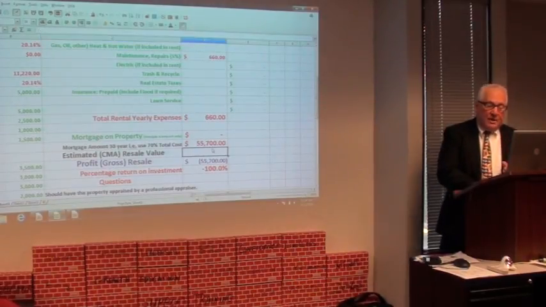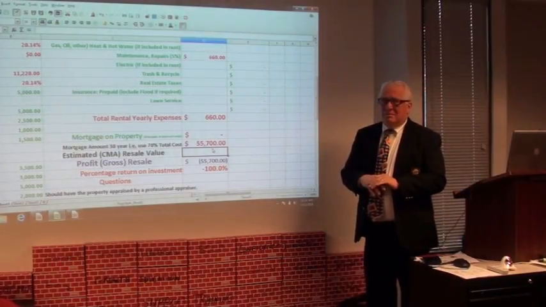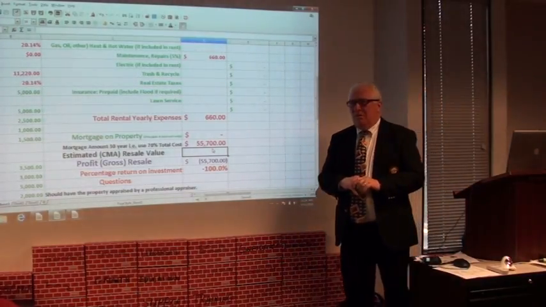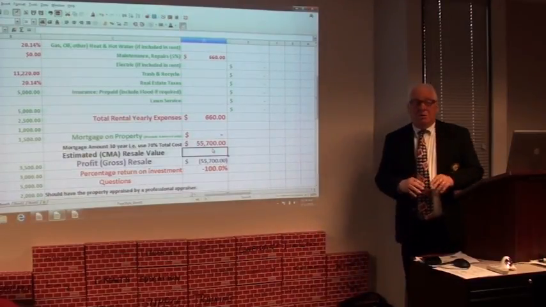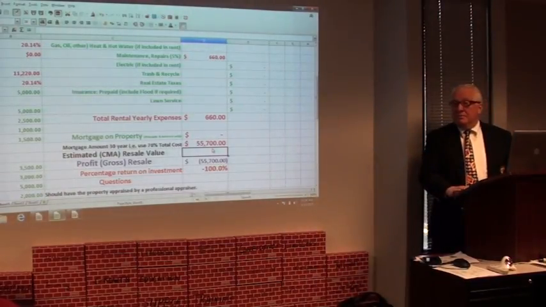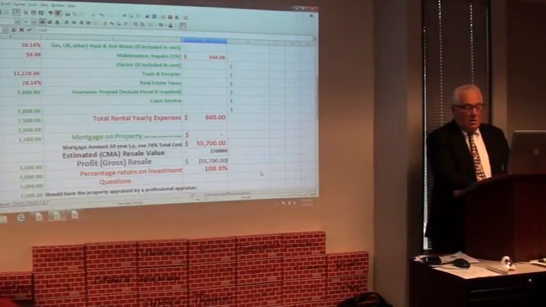Estimated value of this property. They were asking $90,000 as is condition. Well, it's not going to be worth $90,000. I'd say it's probably going to be realistically worth $150,000. So let's just use that as our estimate number of $150,000 on the value of the property.